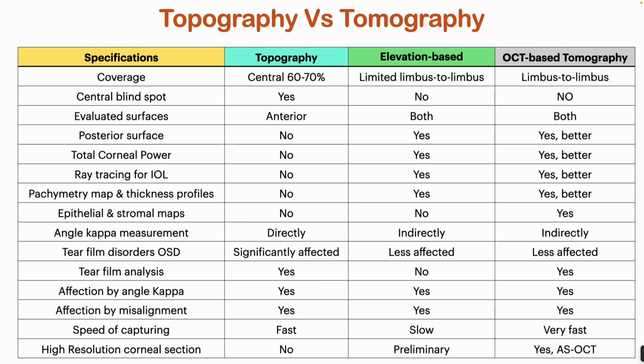So I could have an MS39 capture for a baby of 3.5 years old, because it's very fast. In a part of a second, it will give you an idea about all the data needed for the cornea. The high-resolution corneal section is not in the topography, as I told you, preliminary in the elevation-based, but it's very high. It is with very high resolution in the OCT-based because it's the spectral domain high-resolution OCT actually.